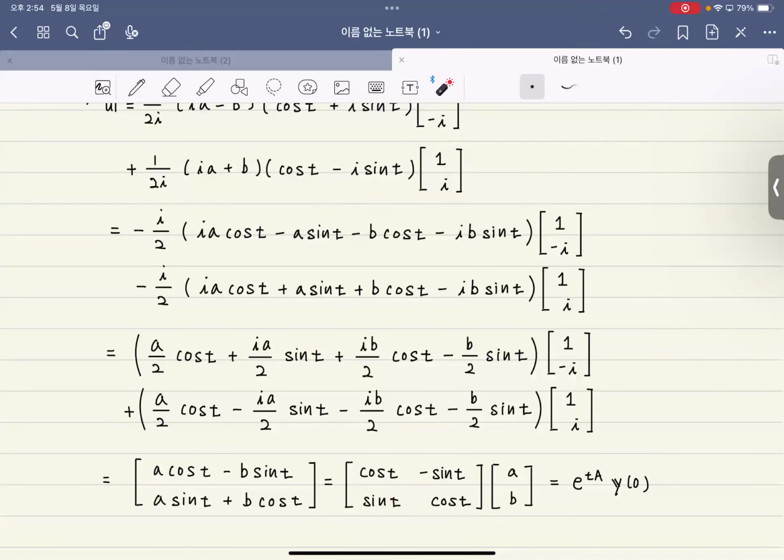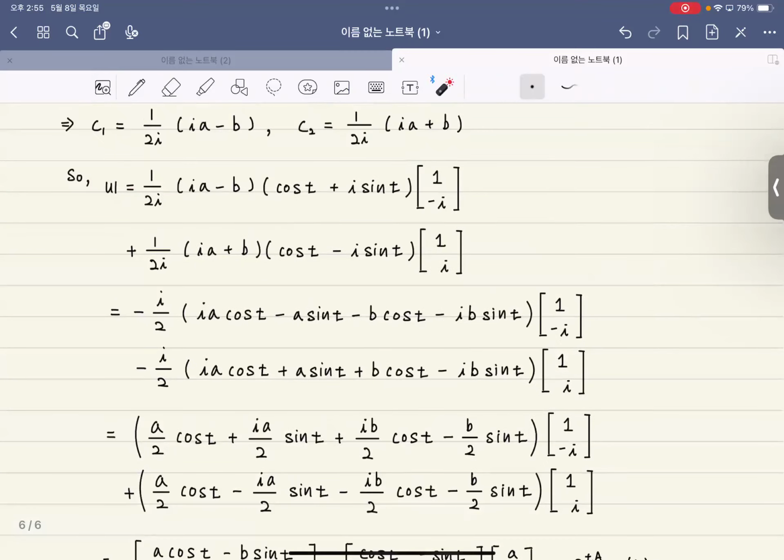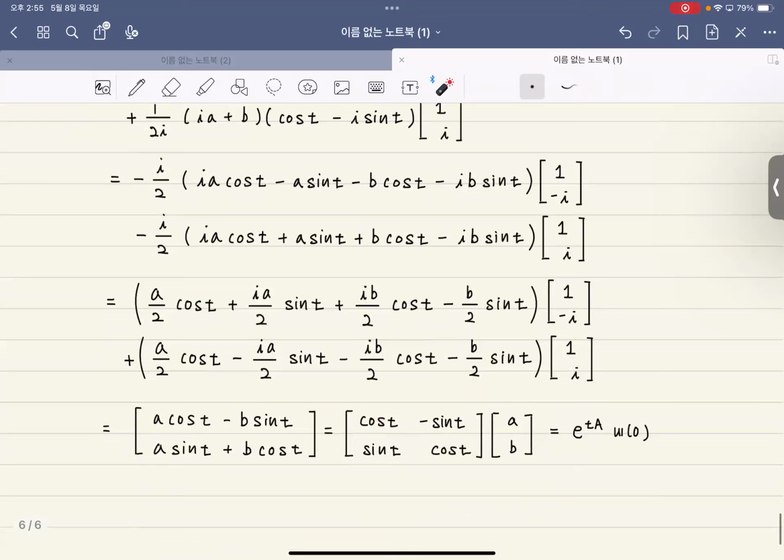And this is the solution. This one should be written as the matrix exponential times the initial condition. And this is the initial condition, right? So therefore, this guy is the matrix exponential written in real-valued functions, right?